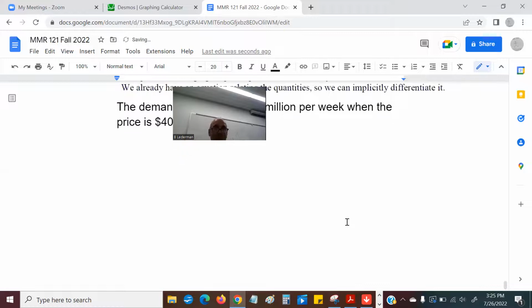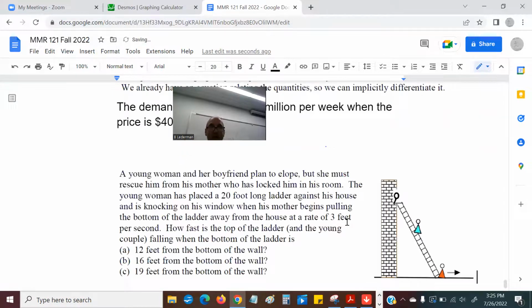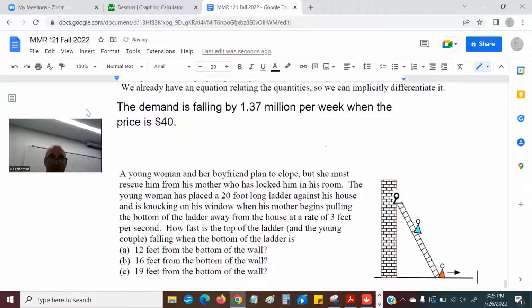Okay, here's the problem. A young woman and her boyfriend plan to elope. She must rescue him from his mother, who has locked him in his room. The young woman has placed a 20-foot long ladder against his house and is knocking on his window when his mother begins pulling the bottom of the ladder away from the house at a rate of 3 feet per second.